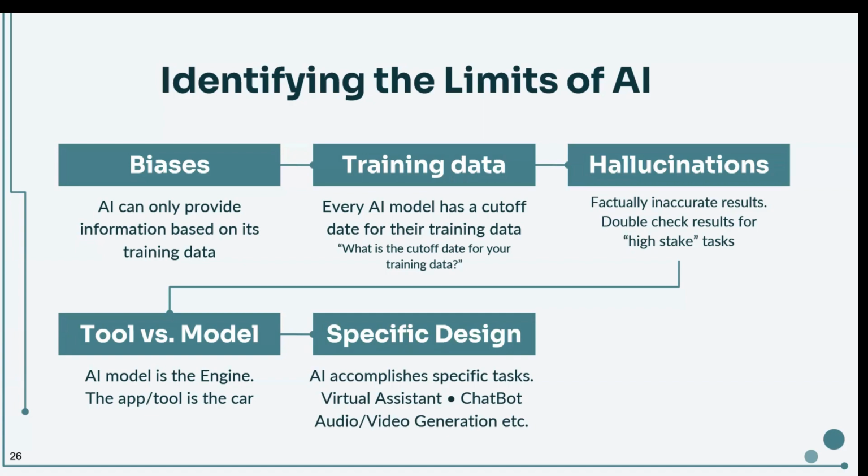So understand what the AI is designed to accomplish. Because if you ask an AI to do something it isn't meant to do, the AI will say, hey, I am strictly just a chatbot. I can't create videos for you. So AI is designed to do a specific job.